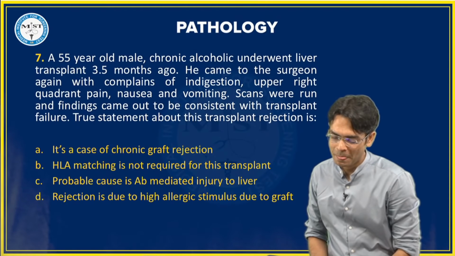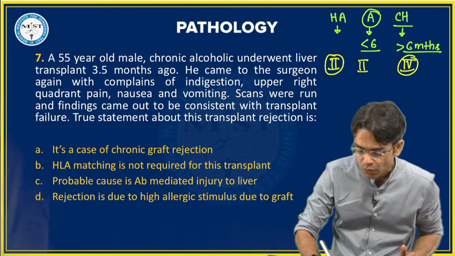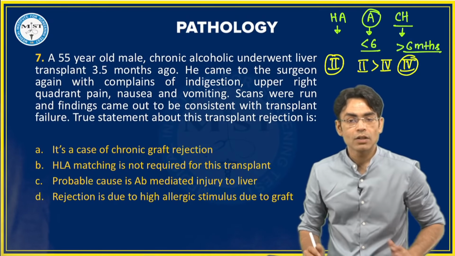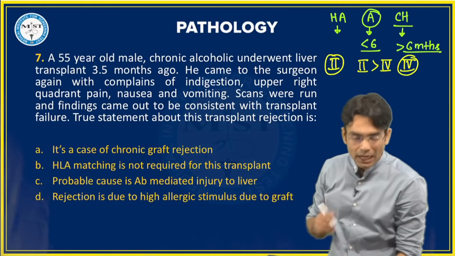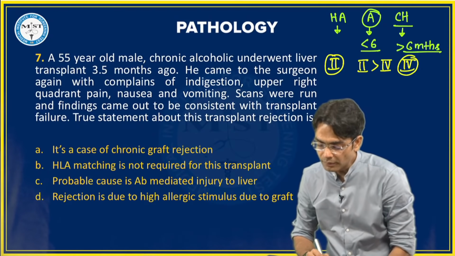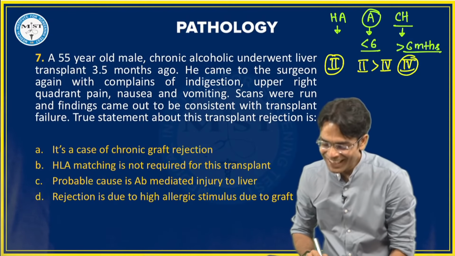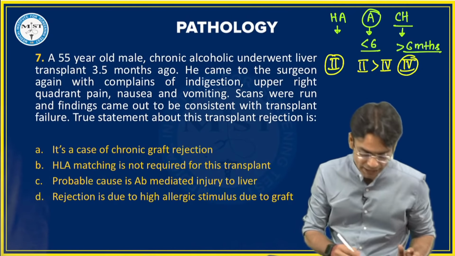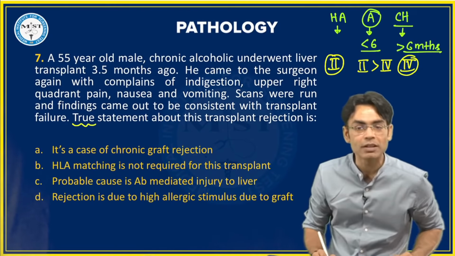So hyperacute graft rejection occurs due to type 2 hypersensitivity. Chronic is due to type 4 hypersensitivity, and acute is more type 2 than type 4. ठीक है, तो अब देखते हैं बेटा, ये chronic है क्या? आपको क्या निकालना है? True statement निकालना है. You have to find out the true statement. So it can't be chronic, this can't be the answer.